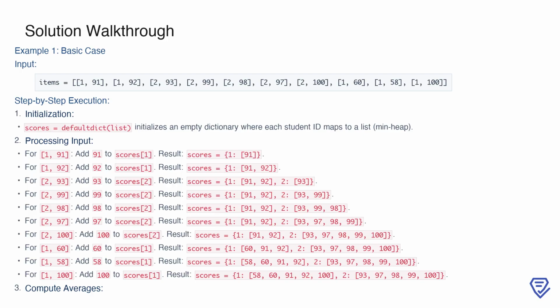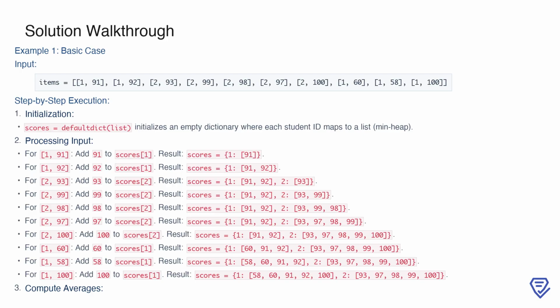Now, we process each score in the input. For the pair 1, 91, we add 91 to the list for student 1, resulting in scores equals 1, 91. Similarly, for 1, 92, the score 92 is added, giving us scores equals 1, 91, 92. For student 2, we begin by adding 93, resulting in scores equals 1, 91, 92, 2, 93. As more scores are added for both students, we ensure that the lists remain sorted as min-heaps.